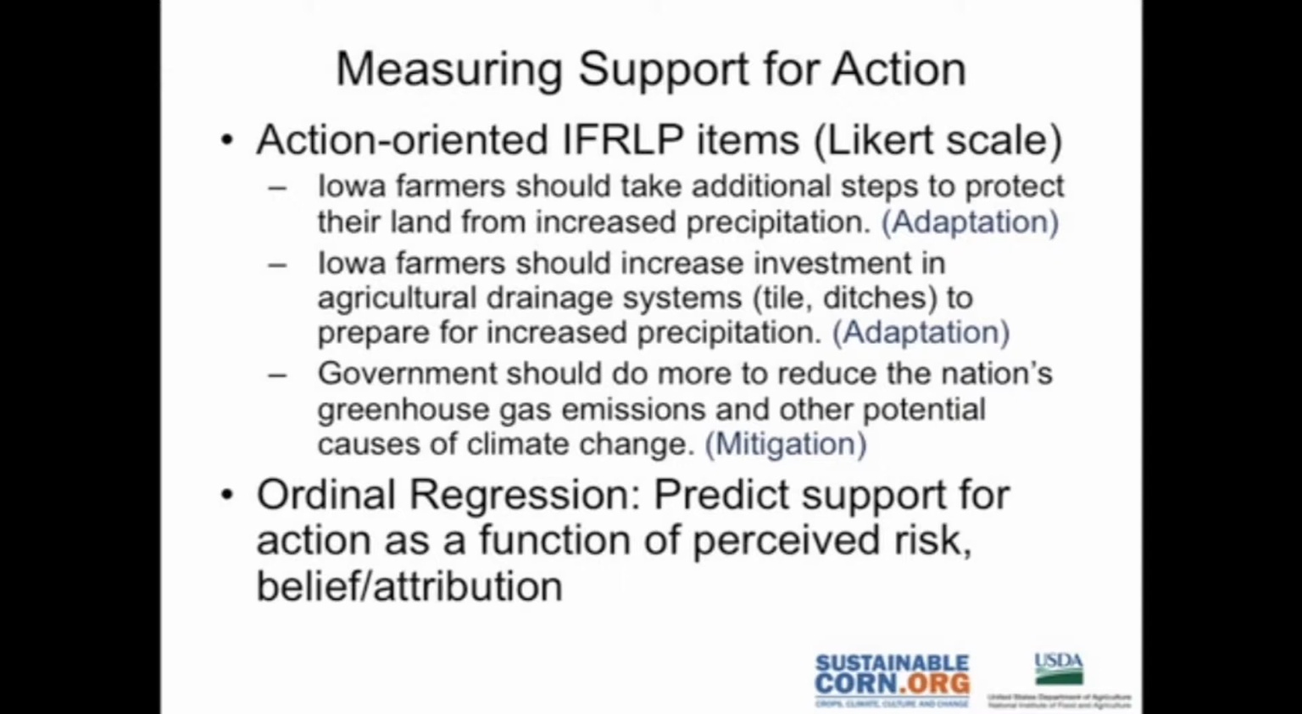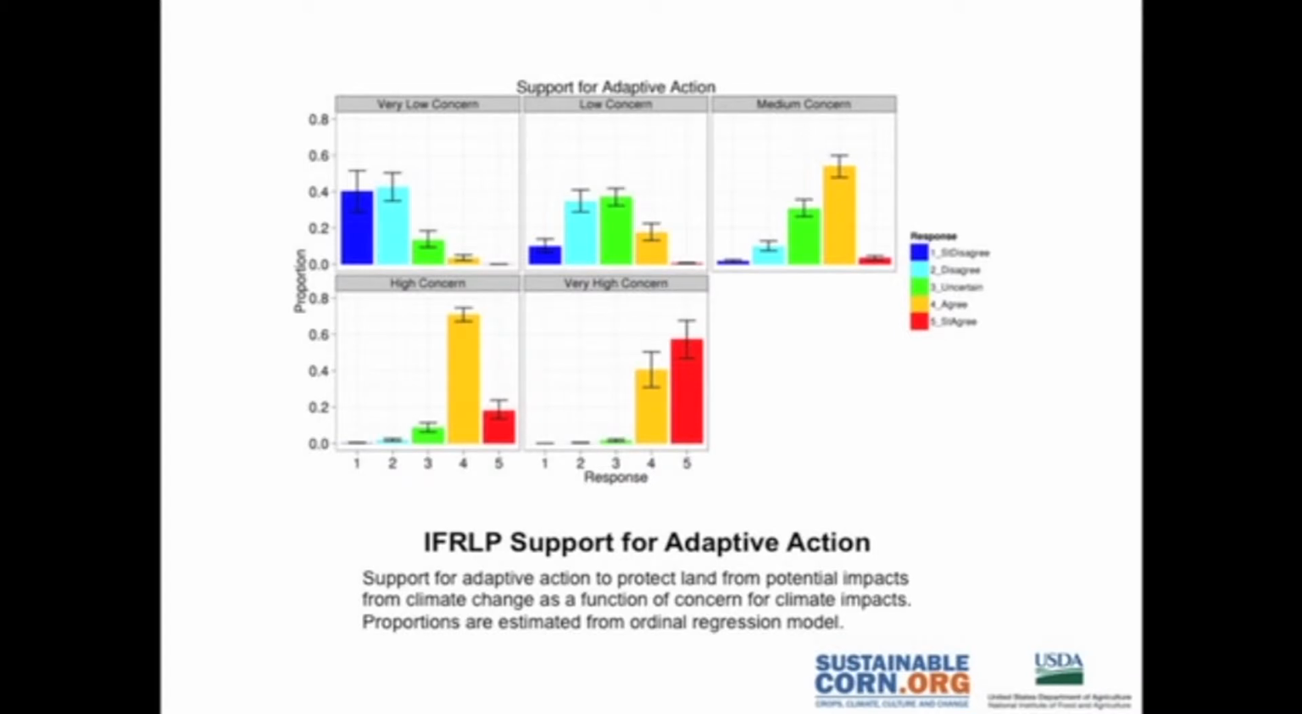And our first tool for analysis in all of this was an ordinal regression model using support for action, these action items, as our response variable, and then to try and predict that as a function of the perceived risk items that I'd mentioned on the last slide, as well as climate change belief and attribution. So this figure highlights the support for adaptive action and its distribution as a function of the perceived risk. So in the upper left, we have, let's see if this thing works.